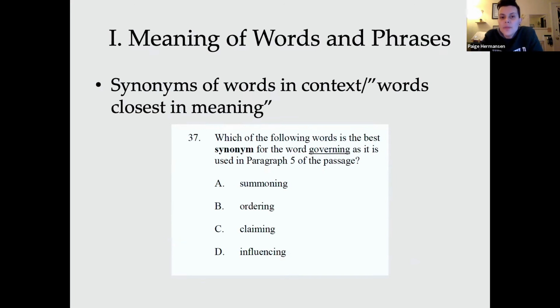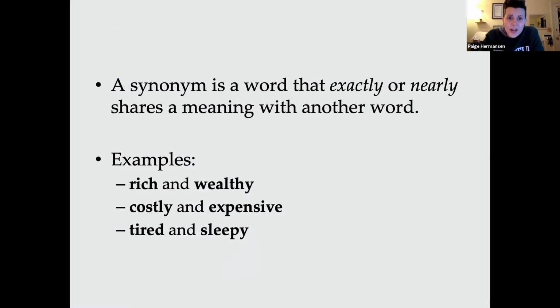Okay. They will also ask you about the synonyms of words in context, or words that are, quote, closest in meaning. So here's an example of that. Which of the following words is the best synonym for the word governing as it is used in paragraph 5 of the passage? I know that most of you already know this, but let's review it anyway. Why not? A synonym is a word that exactly or very nearly shares a meaning with another word. So some examples are rich and wealthy, costly and expensive, tired and sleepy.